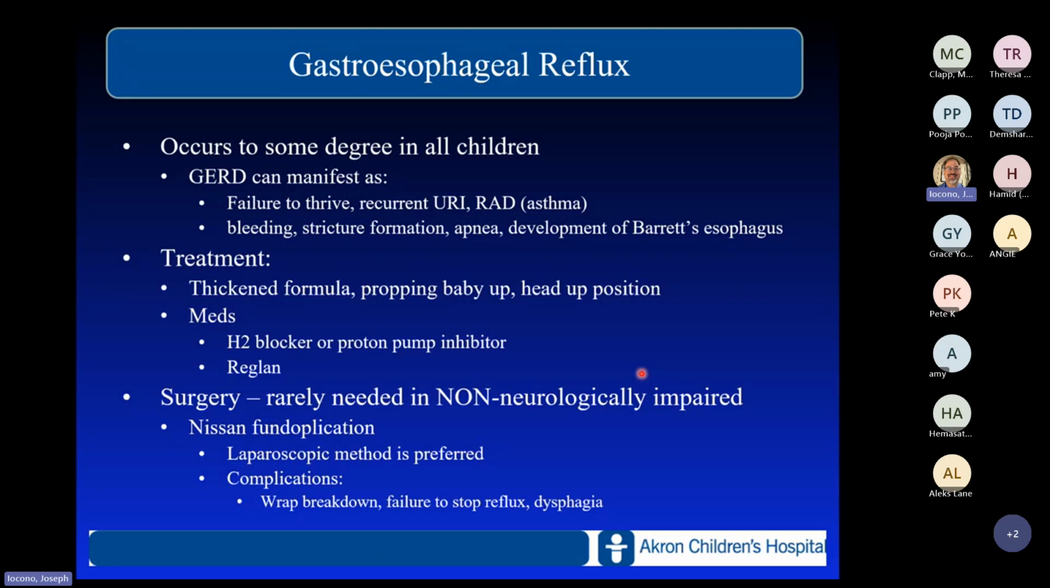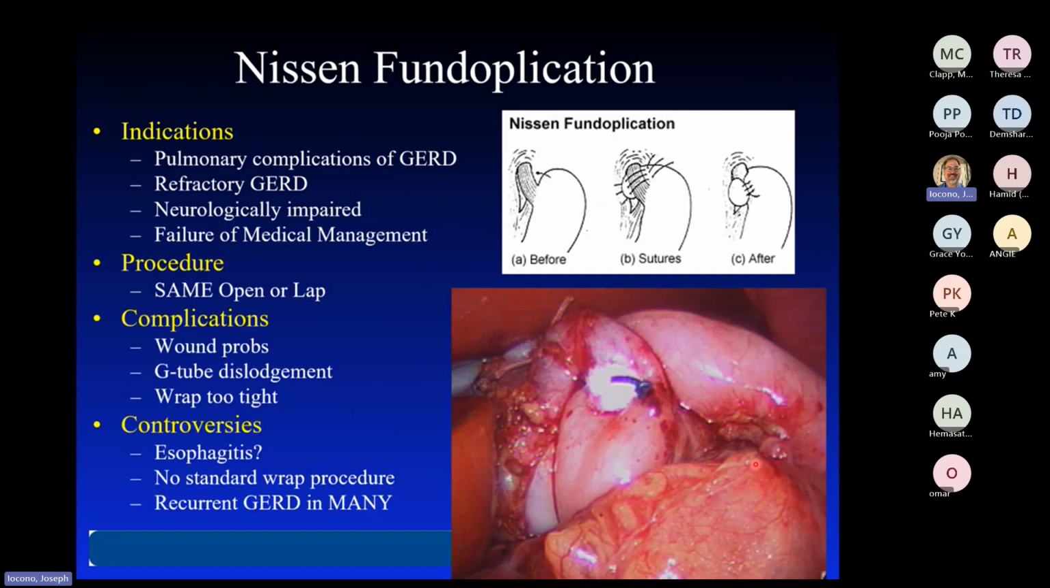Nissen fundoplication is really now reserved for true complications, strictures of horrible reflux disease. We used to do a lot more of these, just like the adult guys did, and they've gone out of favor because we realized we're doing an operation on people who didn't need it. Lots of recurrent reflux even after wraps. Lots of failure of the wraps. Lots of paraesophageal hernias after wraps. So we don't do them. But if you do have to do them, we do Nissens.